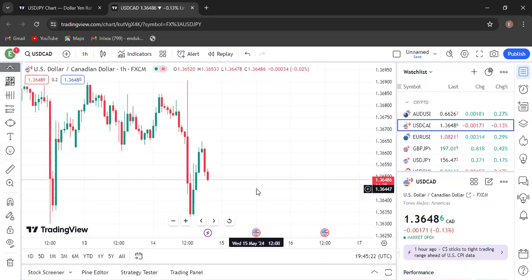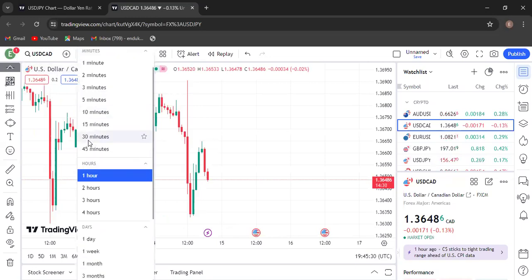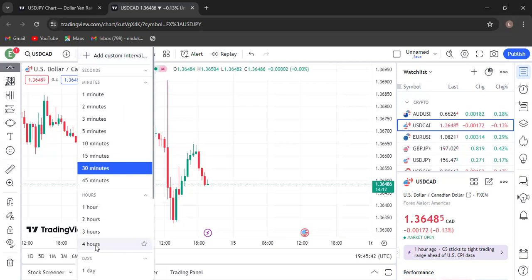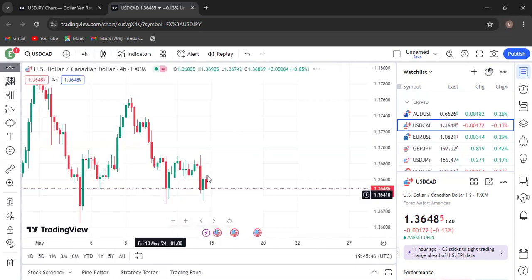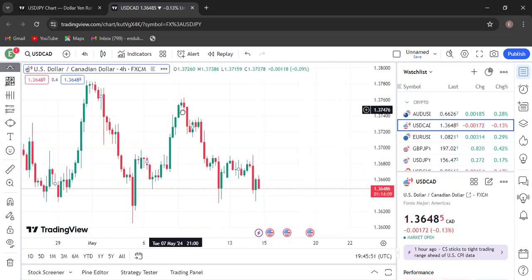So for instance, if I take my chart to 30 minutes, that will mean that every single candlestick that was formed here was formed within 30 minutes. This is what it simply means. Or if I take it to 4 hours, every candlestick that you see here, they were formed in 4 hours. Hope this one is clear.